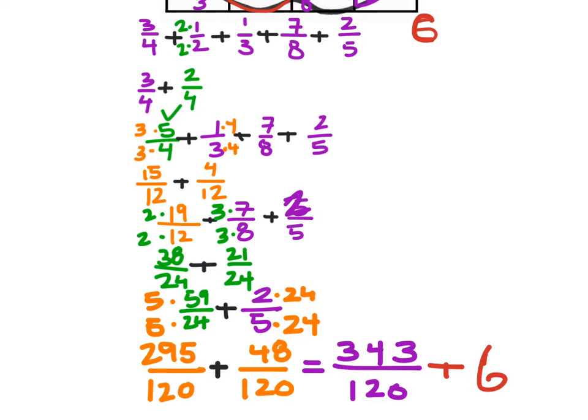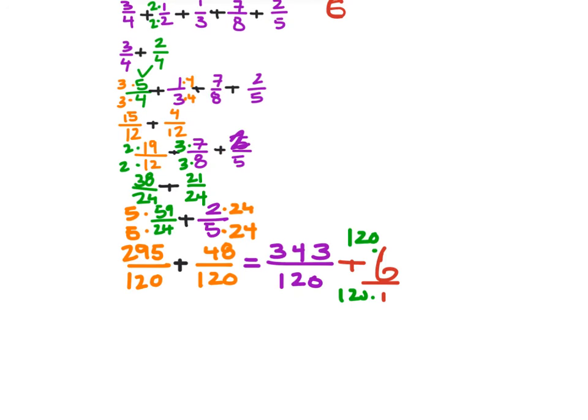Now, how do we add fractions to whole numbers? Well, whole numbers are actually fractions. Just make that 6 over 1 right there. And the great news is that to scale a denominator of 1 is so easy. All we need to do is multiply it by whatever the other denominator is, which in this case is 120. So I have to multiply the 6 also by 120. All right, so 120 times 6, 720, right there. And then we're going to add it to the 343 120ths.